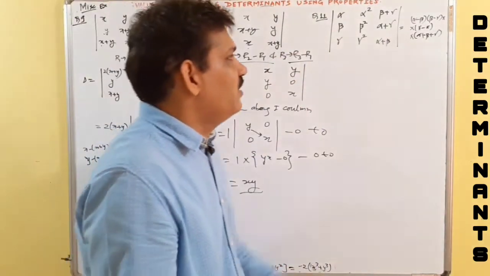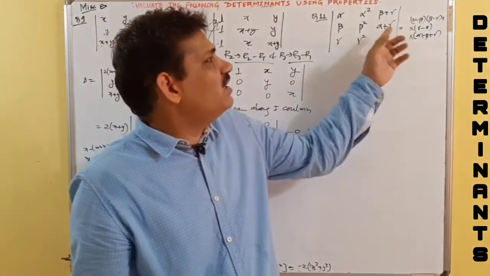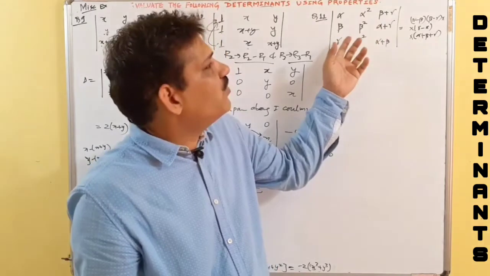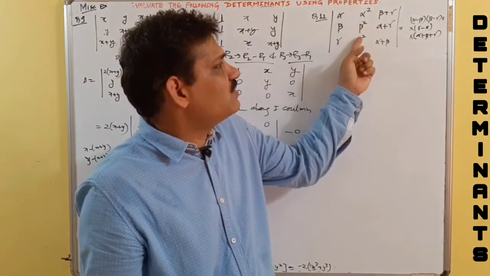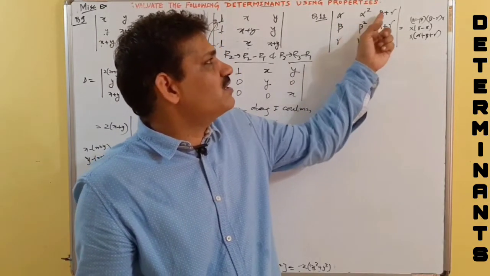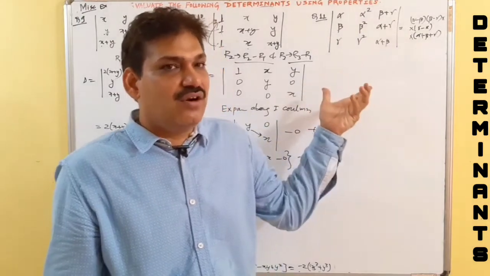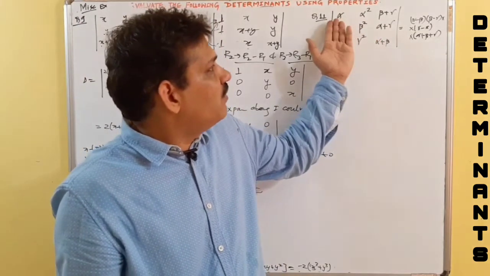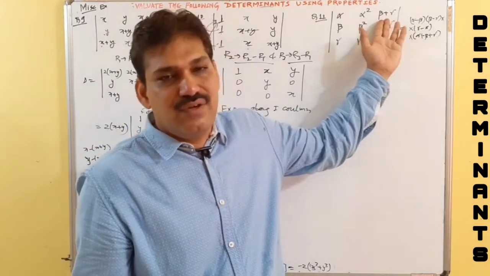Now question number 11. Here if we add all the 3 rows or 3 columns, we are not going to get all the same things. Here alpha square plus beta square plus gamma square, here alpha plus beta plus gamma, here 2 alpha plus 2. So we are not going to get something common. Even if we add all these, we are not going to get.